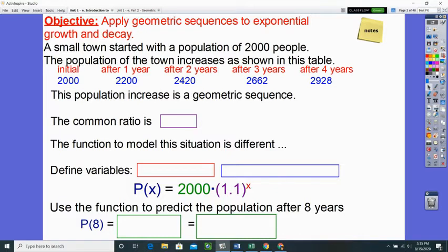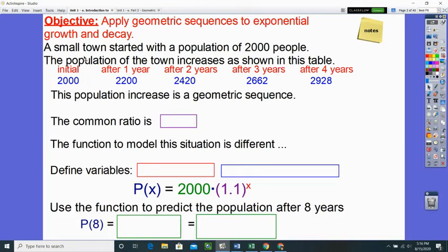So the first thing we want to do is get our objective, which is to apply geometric sequences to exponential growth and decay. So here's our first problem. A small town started with a population of 2,000 people. The population of the town increases as shown in the table.